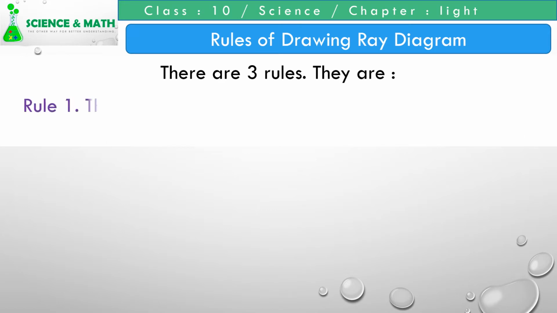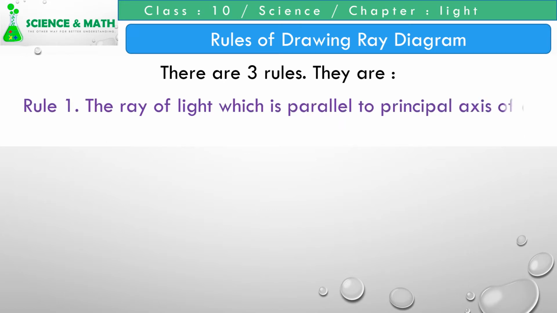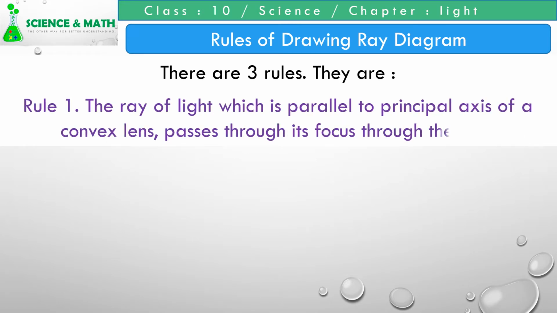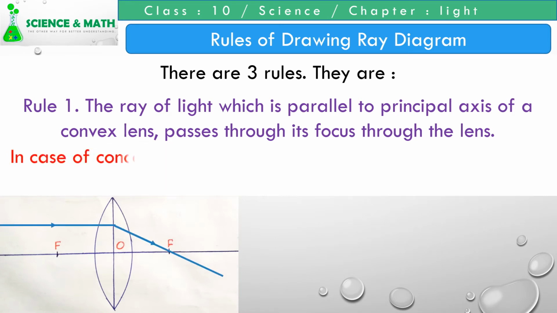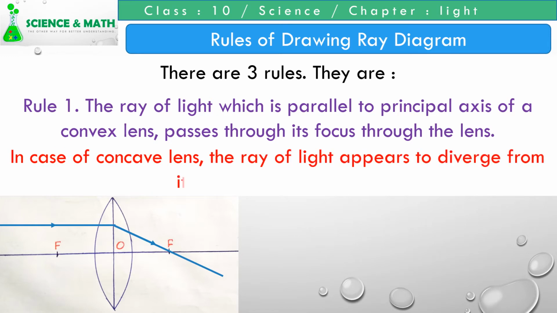They are: rule 1. The ray of light which is parallel to the principal axis of a convex lens passes through its focus through the lens. In convex lens. In case of concave lens, the ray of light appears to diverge from its focus after refraction.